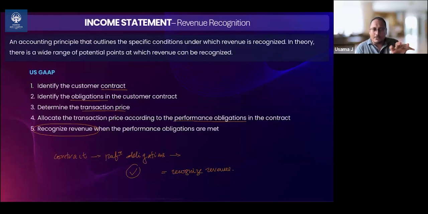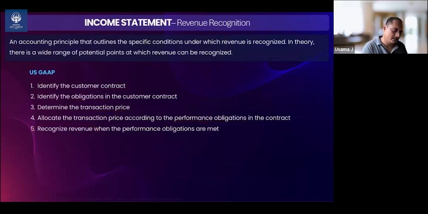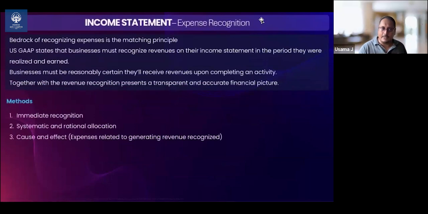If you do look at the underlying condition of US GAAP as well, guys, you would notice contract is there, performance obligation has been defined, price is measurable, and as soon as the performance obligation has been met, you can recognize the revenue values. Right. These are the nitty-gritties as it will apply to revenue recognition on the income statement. We looked at both IFRS and US GAAP, which brings us to expense recognition.